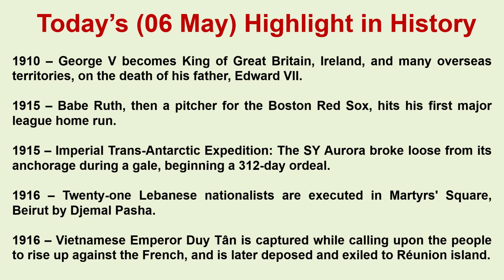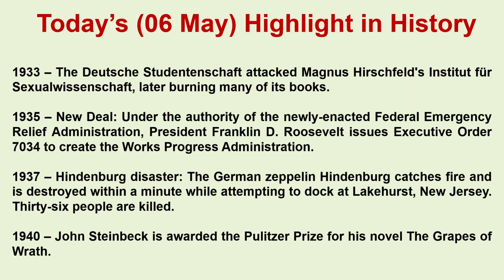1916. 21 Lebanese nationalists are executed in Martyrs' Square, Beirut by Djemal Pasha. 1916. Vietnamese Emperor Duy Tan is captured while calling upon the people to rise up against the French and is later deposed and exiled to Reunion Island. 1933. The Deutsche Studentenschaft attacked Magnus Hirschfeld's Institute for Sexual Science, later burning many of its books.